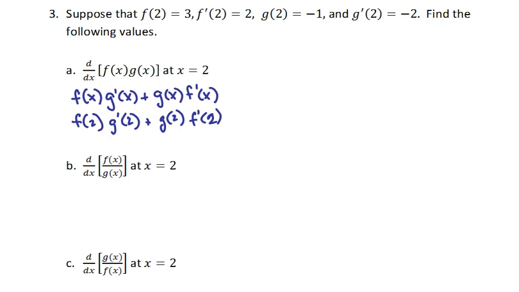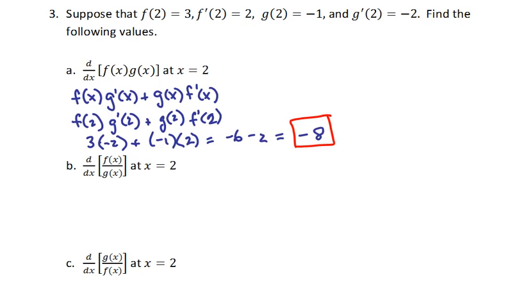And now we can see we have all of these values listed above. f of 2 is equal to 3. g prime of 2 is equal to negative 2. g of 2 is equal to negative 1. And f prime of 2 is equal to 2. And so we get 3 times negative 2, which is negative 6, plus negative 2, and that's negative 8. So that's the first one there.